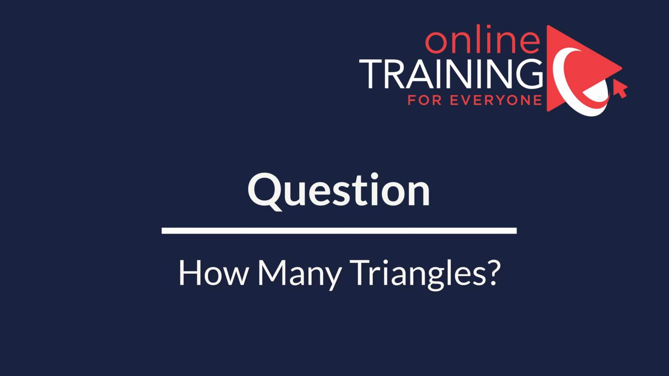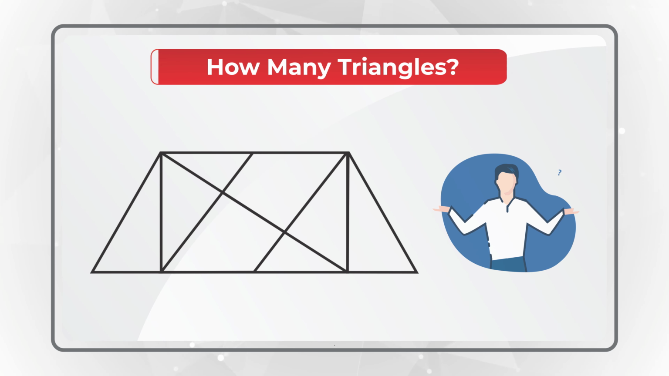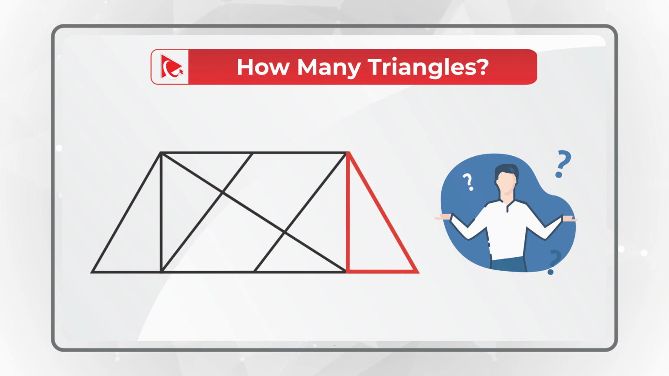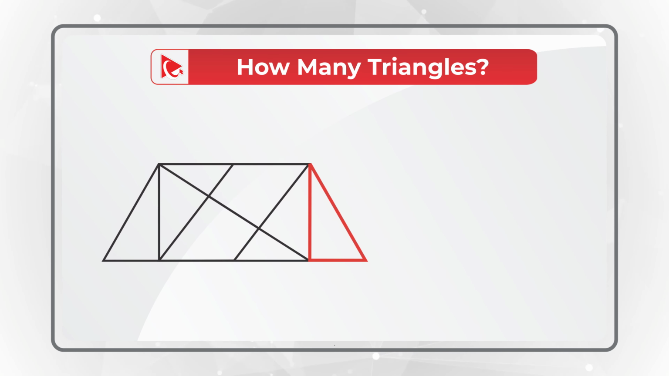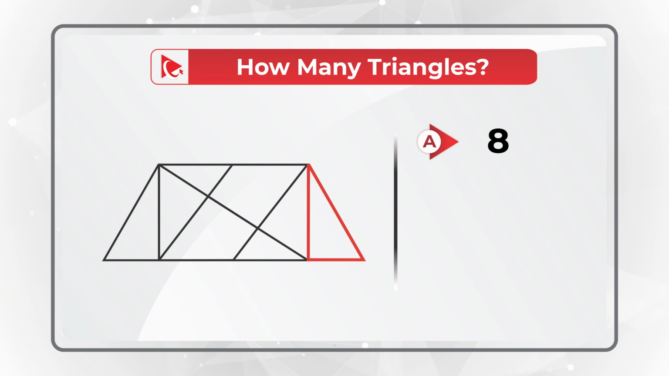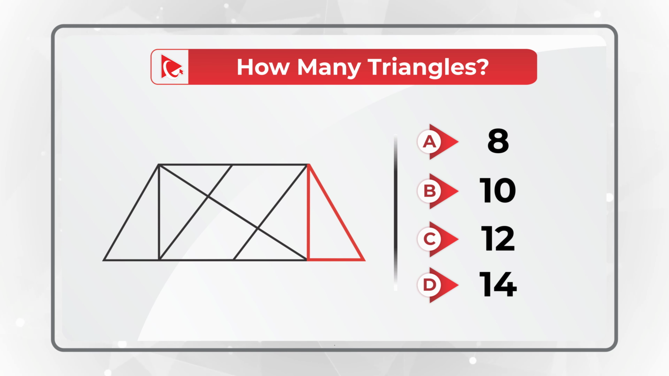When I saw this question, I couldn't believe the answer. You need to determine how many triangles are presented in a given shape. You see one triangle highlighted in red, but you have 4 different choices. Choices A, which is 8 triangles, choice B, 10 triangles, choice C, 12 triangles, or choice D, 14 triangles.